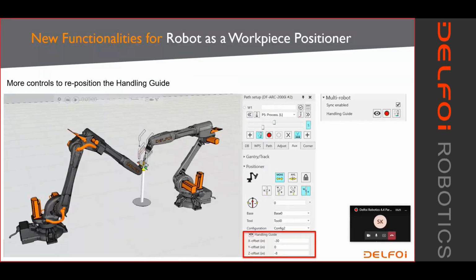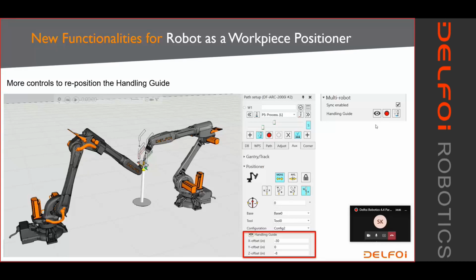And then also in the multi-robot area, when you have a robot as a workpiece positioner, there are new functionalities for that. There is this pin or handling guide, as we call it, which is basically guiding the handling robot where it takes the workpiece to be welded, for example. And now there are new parameters on the aux tab to control where the handling guide is, and you can also control it for the whole path or every single point separately.